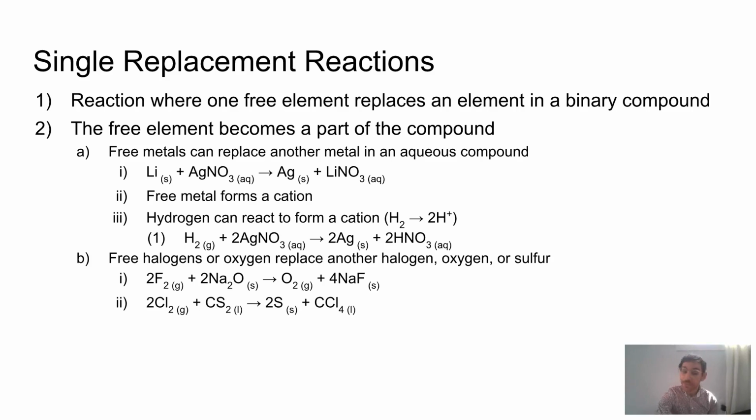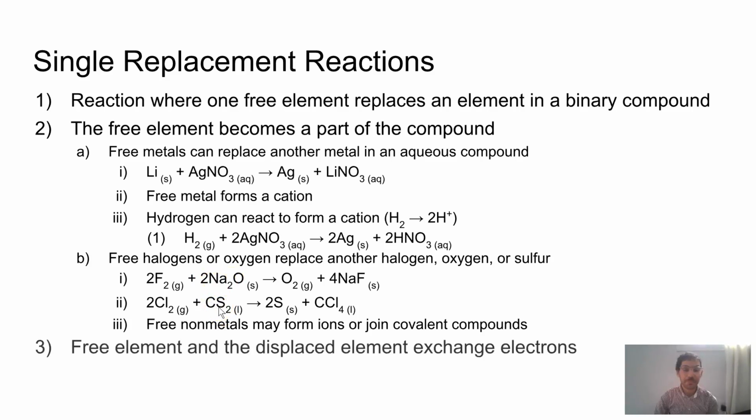Or here's another example. We might see chlorine kicking sulfur out of this covalent compound here to give us free sulfur and carbon tetrachloride. So that is cool. We can use nonmetals and they can replace other nonmetals in ionic or covalent compounds.